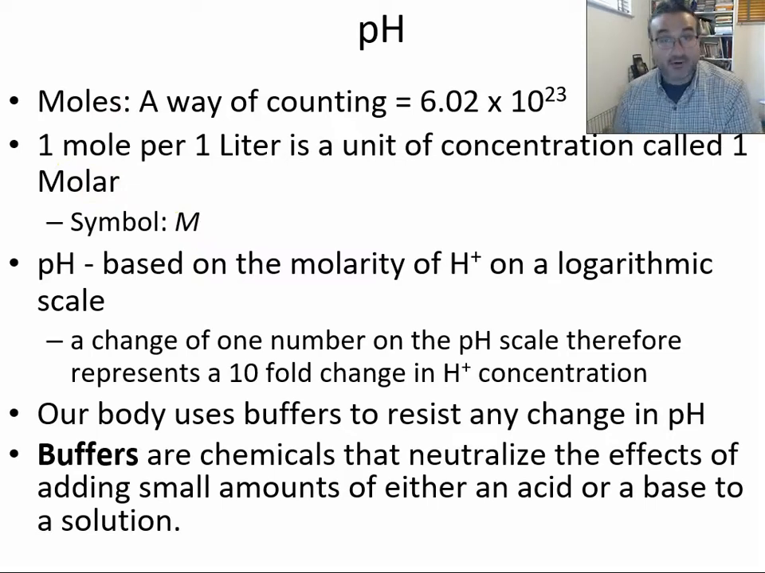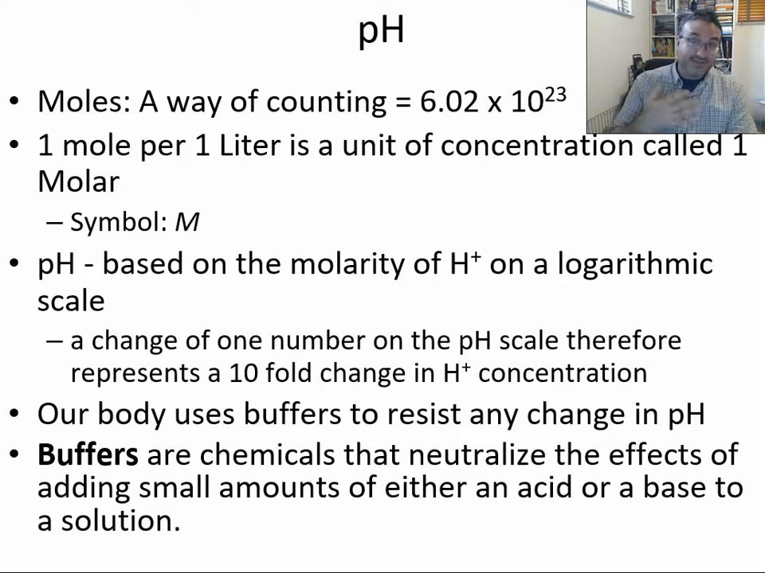To measure how acidic or basic something is, we have what's called the pH scale, which is based on the molarity of hydrogen ions on a logarithmic scale. So because it's logarithmic, it means a change of one number on the pH scale represents a tenfold change in hydrogen ion concentration. Likewise, moving by 2 numbers on the pH scale represents a 100-fold change in hydrogen ion concentration.